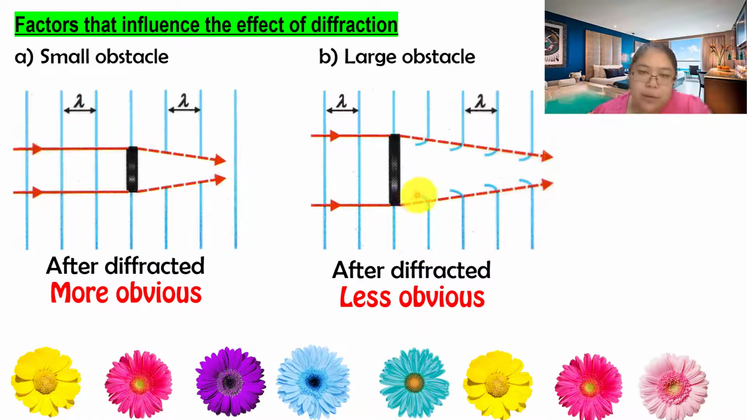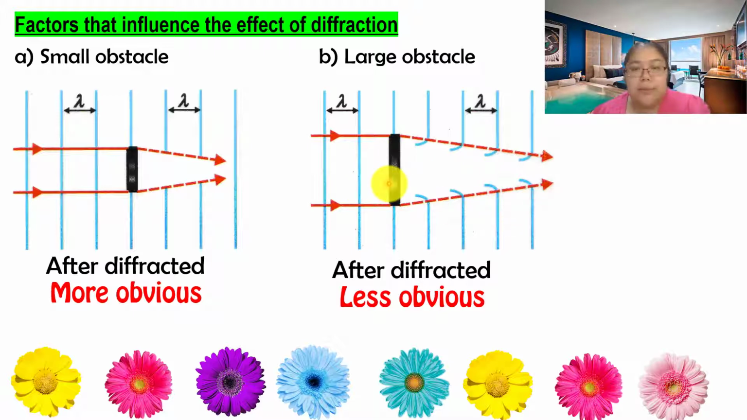Okay, make sure when you draw, bend a little bit at the end, then straight. Okay, and then you bend a little bit, finally they will join back. So if they take a long time to join back, it means this one is not clear, it's less obvious. So from here, smaller obstacle is better, because it's more diffracted.